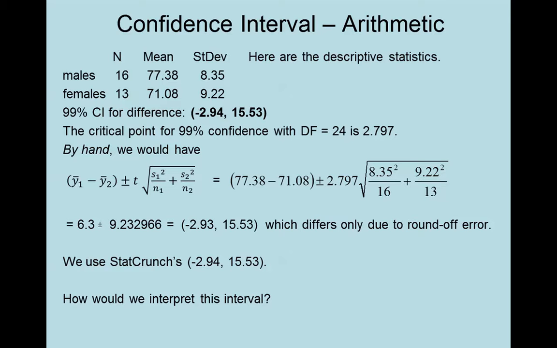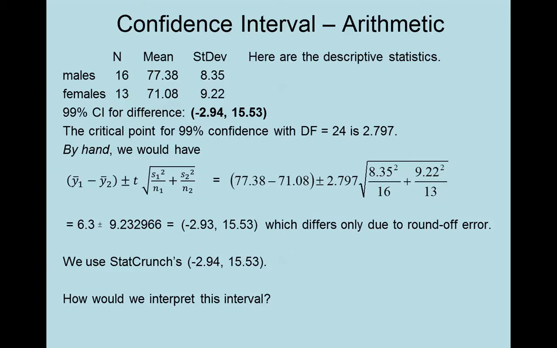So what we would want to do is take the difference in the two y-bars. Y-bar in this case for males minus y-bar for females would be 77.38 minus 71.08, plus or minus your critical point, your t-score, 2.797, times the square root of the standard deviation squared over sample size: 8.35 squared over 16 plus 9.22 squared over 13. So that ends up giving you, when you round off, something that goes from about negative 2.93 to 15.53.